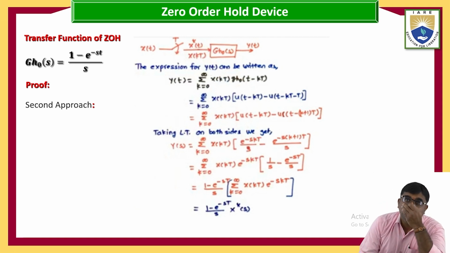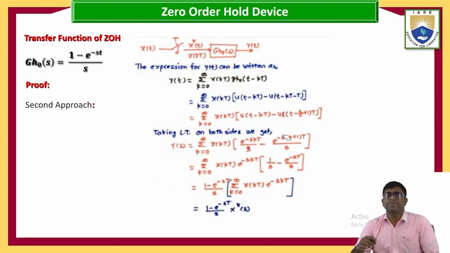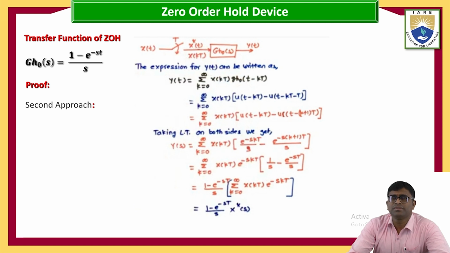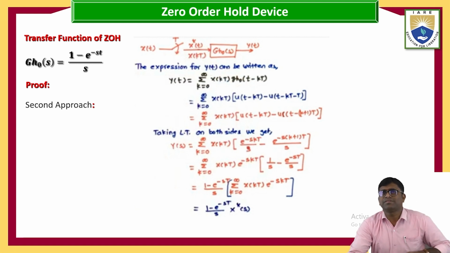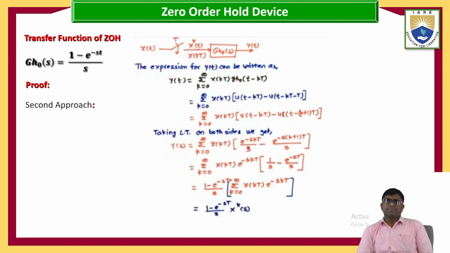What happened? y of t is converted into y of s. x of kT is the same. Taking the common x of kT, we get e power of minus s kT, and e power of minus s (k plus 1) T. After this, I am taking x of kT e power of minus s kT part outside.